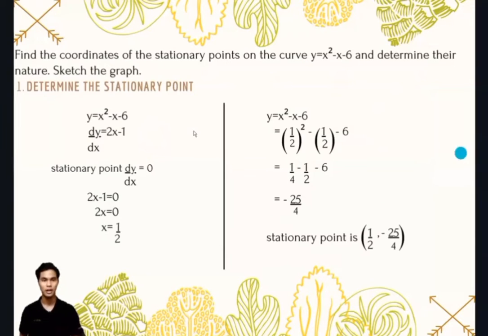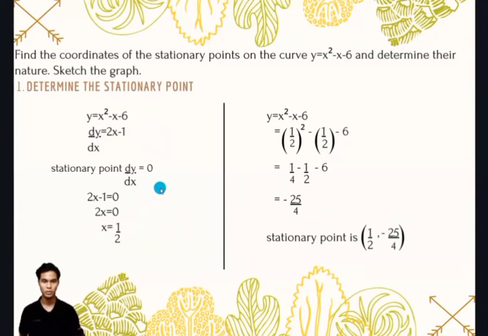Okay, this is the question. Find the coordinates of the stationary points on the curve y equals x squared minus x minus 6 and determine their nature. Then sketch the graph. The first step, we will determine the stationary point. So the equation is y equals x squared minus x minus 6. We will differentiate the equation. The x squared will be 2x, negative x will be negative 1, and negative 6 will be 0.